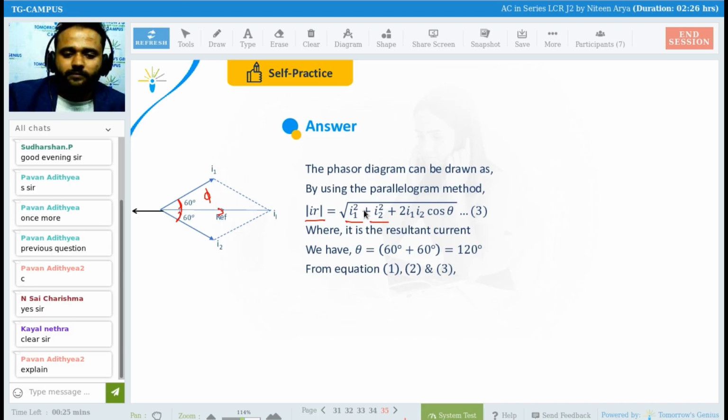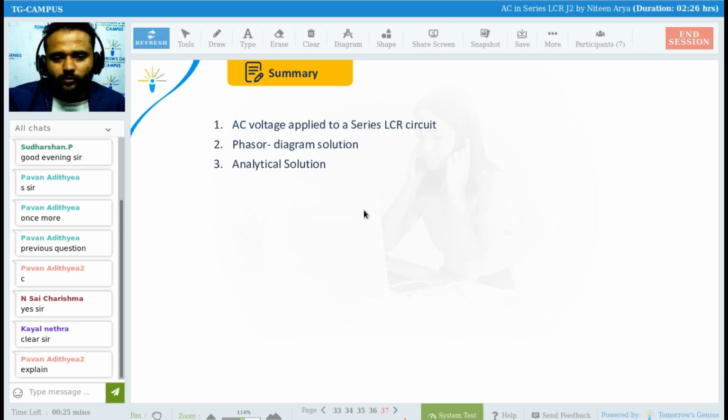Is this clear, everyone? Or do you have any doubt, question, query in this question only? Is this clear, beta? Pavan, Aditya, Shakti, Shrutika, Netra, Sai, Parikshit, Sudarshan. Okay, if you don't have.